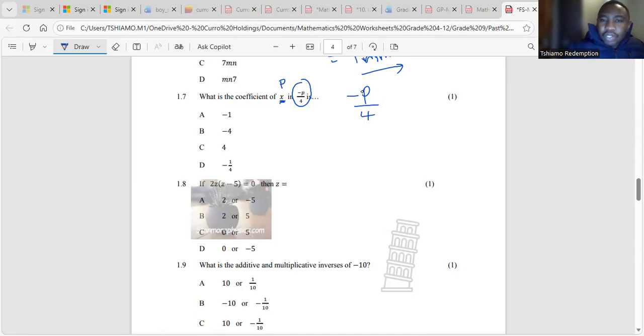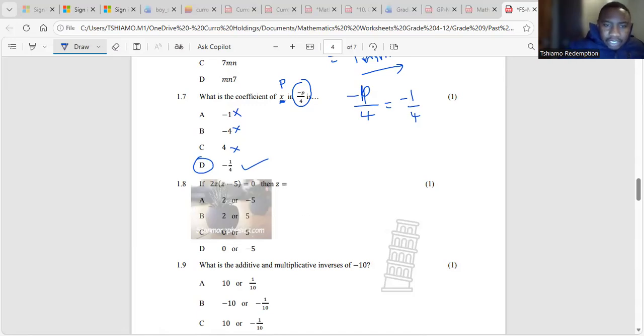What is the coefficient here of p? The rule is going to be negative 1 over 4. If there's nothing here, we know there's an invisible 1. Because the 4 is a denominator, we're going to take this 1. It cannot be 4 because 4 is the denominator; there has to be a numerator. So it becomes 1 over 4.